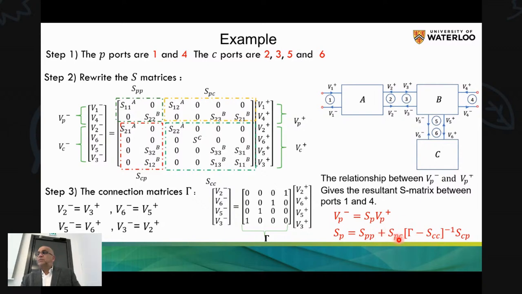So we have here SPC 2x4, and this is 4x4. And SCP is 4x2. So the resultant will end up as a matrix of 2x2. So 2x2 and 2x2, the SP will be 2x2. Okay?